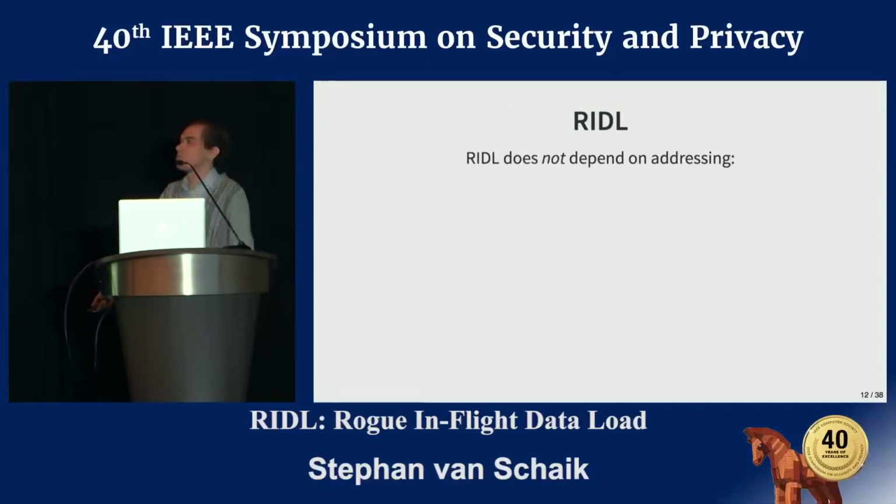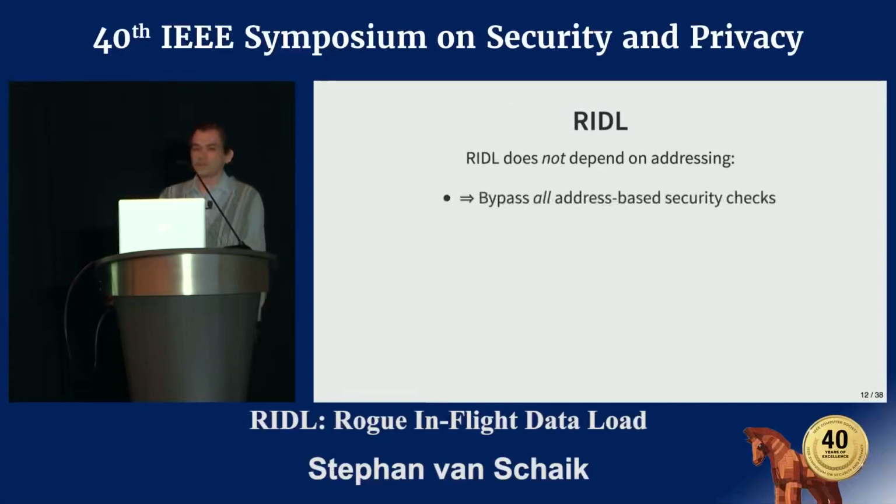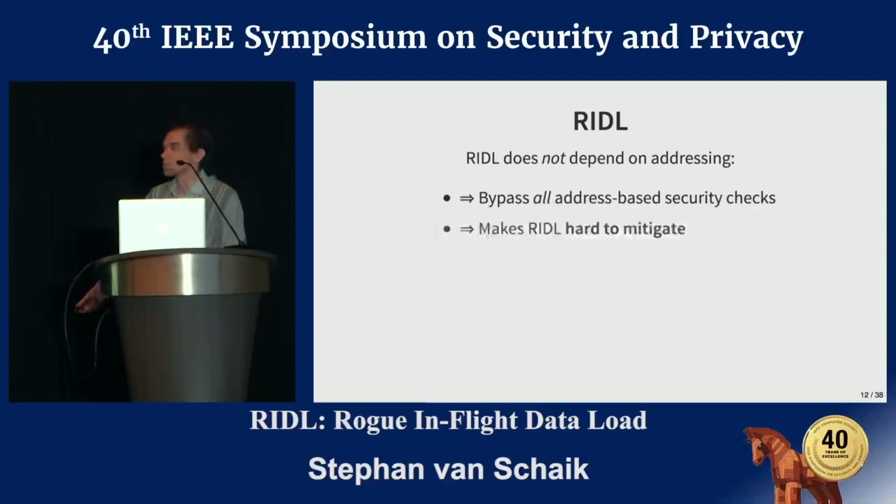RIDL, however, does not depend on addressing. What this means is that it can bypass all address-based security checks. And that means that RIDL is hard to mitigate.